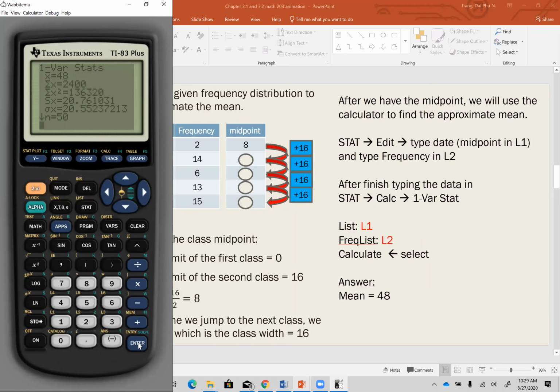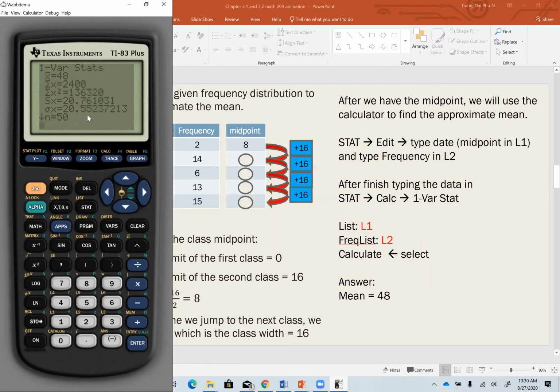They will give you this item here, which is, as you can see, my answer is 48, which is my x bar, which is my mean. The mean is 48. And if you scroll down, your median is 56, but they don't ask you for the median, they just ask you for the mean, which is 48. Everybody got this output. And again, that's how easy it is to find the mean, right?